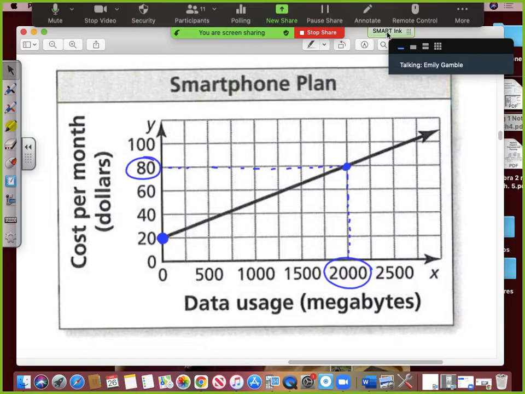Wait, so I thought only 2,000 was where the y is. Or do you have to put the 80? Well, each point is an ordered pair, which represents 2 numbers. So you would need the 2,000 and comma the 80.